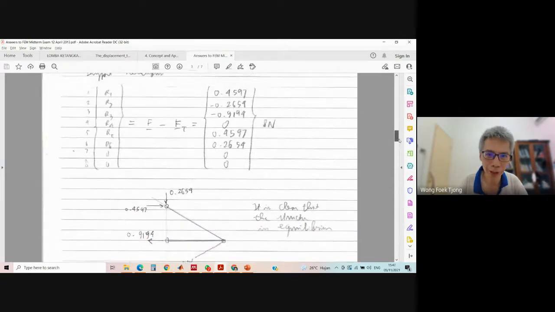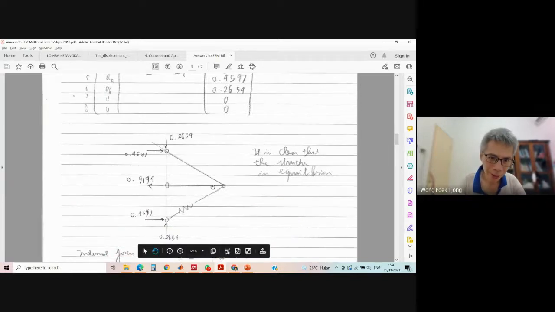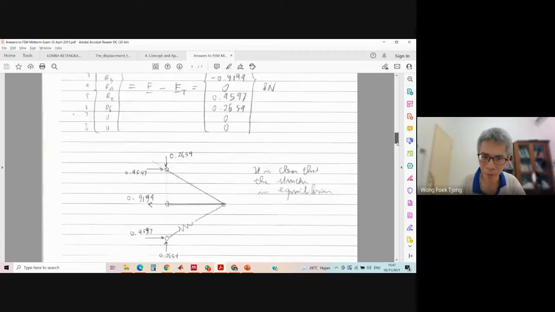So we can draw. Don't forget to draw. Most of you are lazy to draw, to sketch the results, okay? This is just immediately taken from this data. This is the meaning of degrees of freedom 1, right? Positive, it means this one. Negative, it means downward, okay? And so on, okay? You know already.